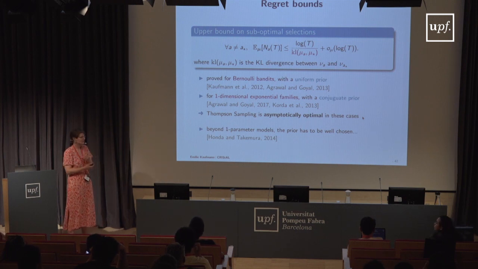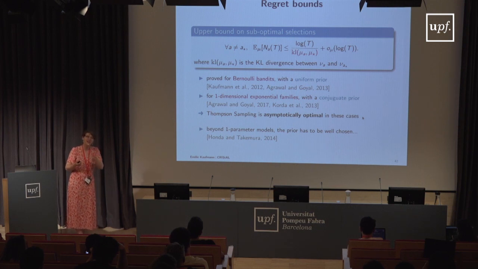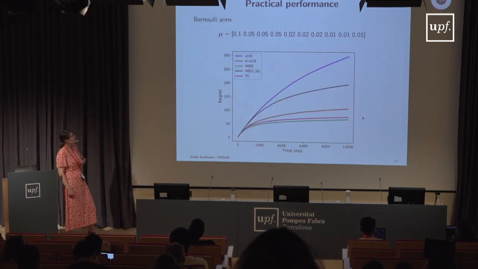But beyond one-parameter models, so Claire will talk tomorrow about Thompson sampling in these more complex contextual bandits, it's usually harder, and you have to choose your prior carefully. And even so, in this paper by Honda and Takemura, they consider the case of Gaussian distribution, but where you also don't know the variance. In that case, you can also put a prior on both the mean and the variance, and sample it. But in that case, it doesn't work for any choice of prior.